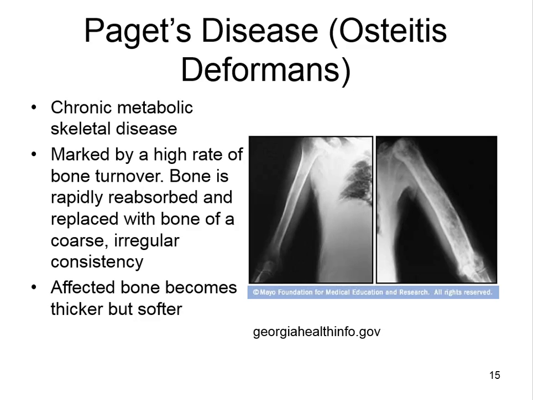Early in the course of the disease, old bone starts breaking down faster than new bone can be built. Over time, the body responds by generating new bone at a faster than normal rate. This rapid remodeling produces bone that is softer and weaker than normal bone, which can lead to bone pain, deformities, and fracture. And you can see that this is a normal bone on this side, and this is the osteitis deformans.